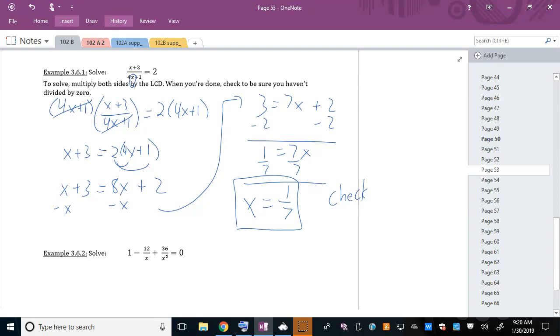You can check it more thoroughly, and I recommend a calculator just to make it easier. But again, that check for division by 0 is the thing we need to worry about.